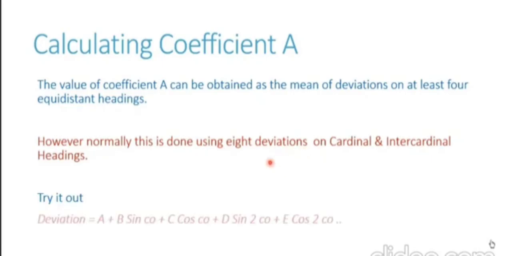Now you can easily test out this method using this formula. This is the same formula which I showed you. Deviation is equal to coefficient A plus B sine course plus C cos course plus D sine 2 course plus E cos 2 course. So in this formula, if you put the course as 0 and get the result, then second time you put the value as 90, third time you put the value as 180, fourth time you put the value of course as 270. Now once you get the answers and you take a mean, you will see that all the other coefficients B, C, D and E will get cancelled out. The only coefficient which will remain is coefficient A.